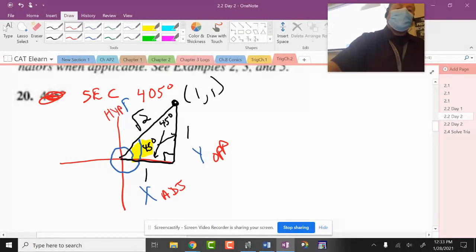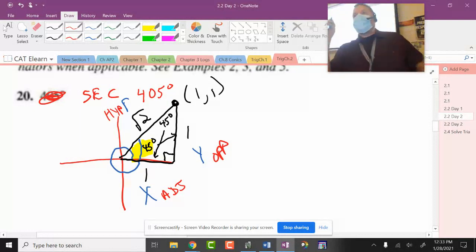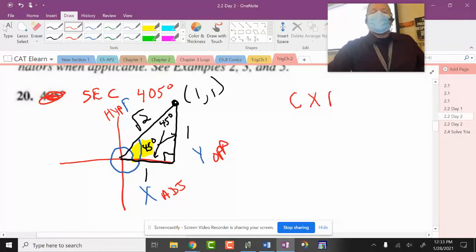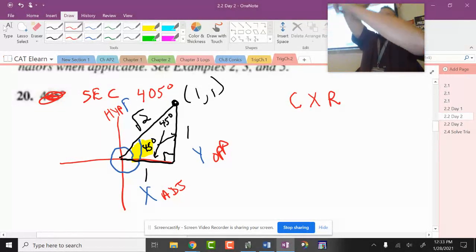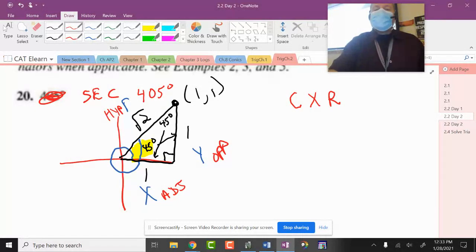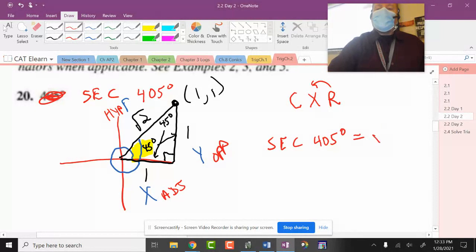Nadia, let's ask you a different question. What's secant related to? Sir kicks or ticks? Oh, got some studying to do. Kixer. So what does that mean secant is? Flip. Oh, you got to flip it. So secant of 405 ends up being root 2 over 1, r over x.